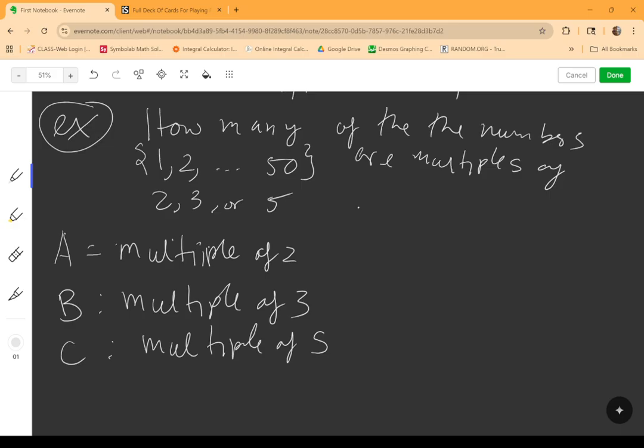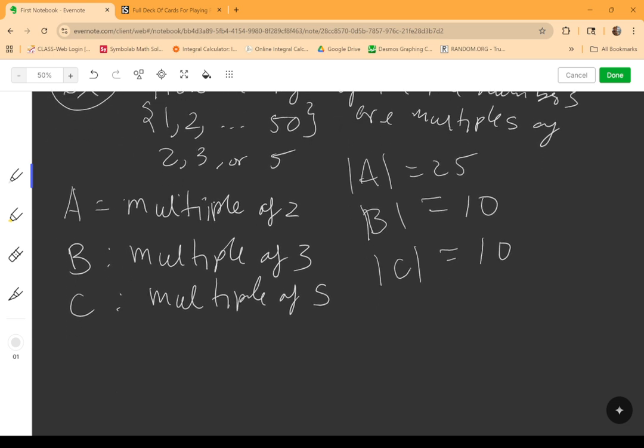As it turns out, the cardinality of A, those are all the even numbers, so there are 25 in that set. The cardinality of B, those are all the multiples of 3, like 3, 6, 9, 12, etc. There's a total of 16 there. And lastly, the multiples of 5: 5, 10, 15, so that is 10 of those.